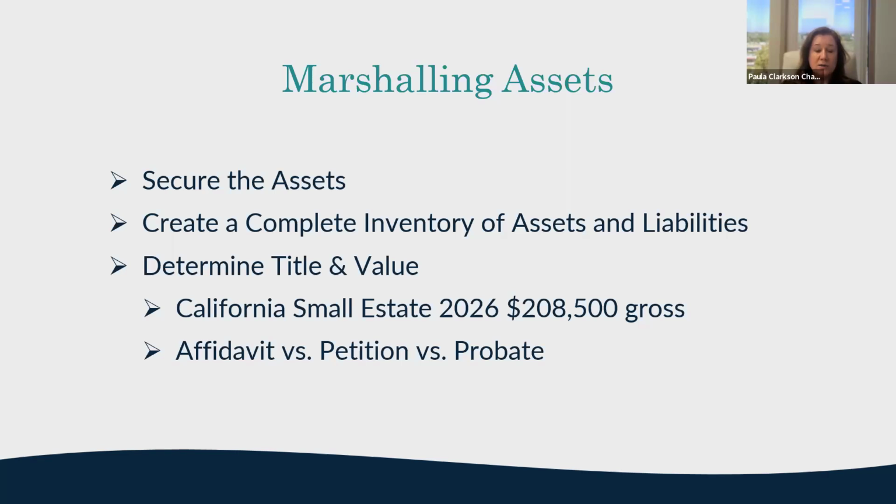So also looking at title is very important. Is the asset in the trust? Is the asset held in joint tenancy, meaning 2 people own the property and the survivor of the 2 gets that property? We see that a lot with bank accounts, sometimes with real estate. Then we have to look, is there a beneficiary on the account?